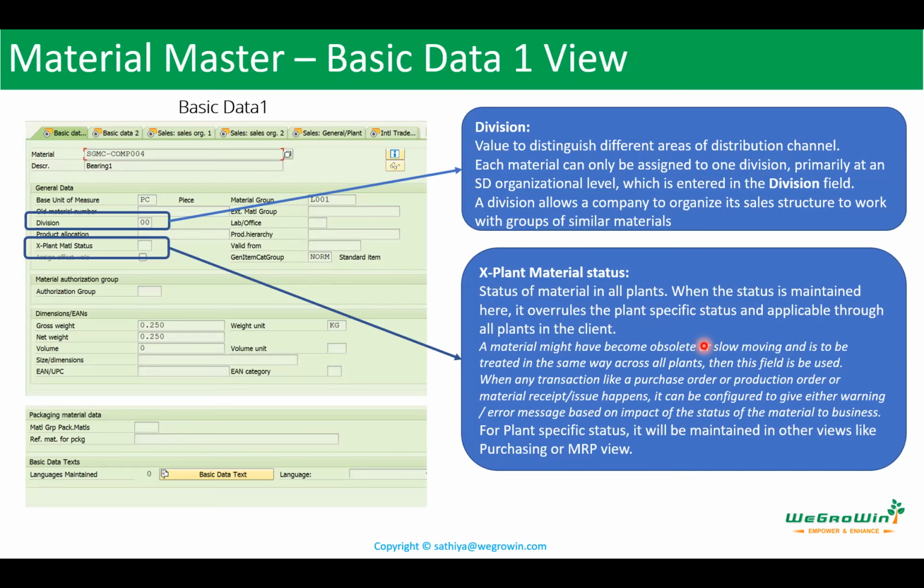That is where the plant specific status is maintained, in the MRP view and purchasing view. But if the company has decided that across the globe that material is becoming obsolete, then they can apply the status here. Is it clear? Yes, sir.